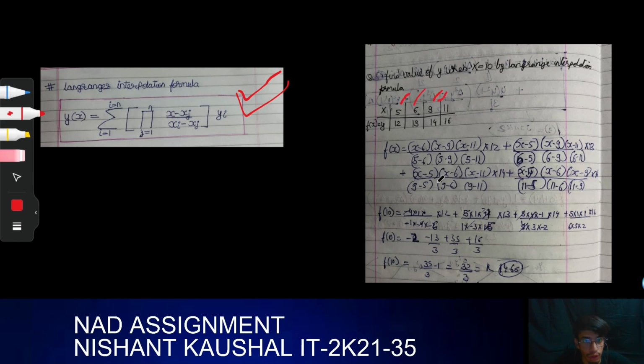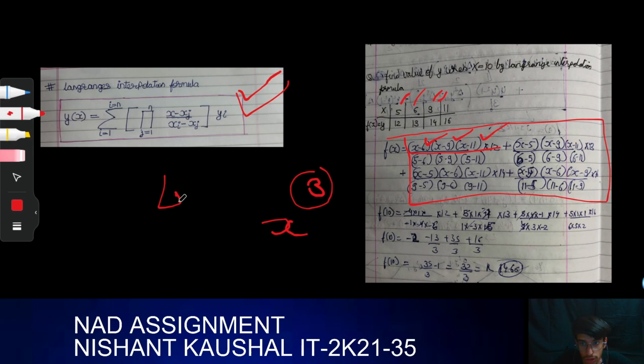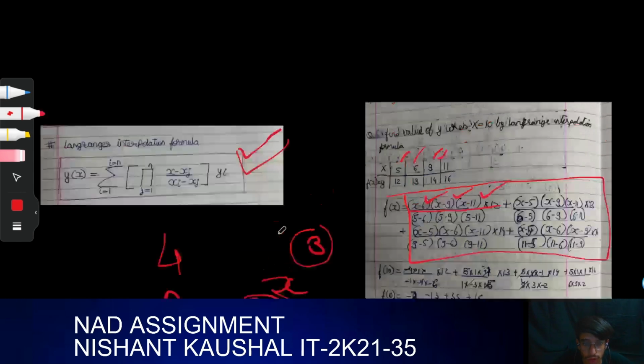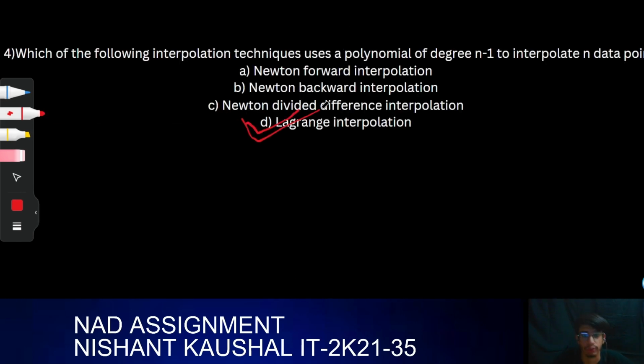1, 2, 3, 4. And if we look at this equation here, we can clearly see that if we solve this equation, it will be of which order? Third order, right? Because all these terms are in multiplication, and x into x into x will be degree 3. So the highest degree would be 3, and we have 4 data points. So if we have n data points, Lagrange's interpolation gives a polynomial of degree n minus 1 to solve the equation. So it should be D, Lagrange's interpolation.